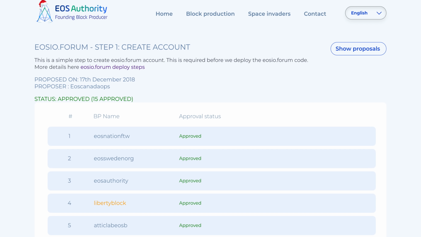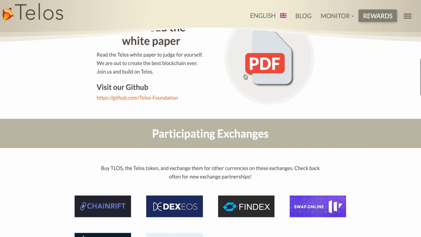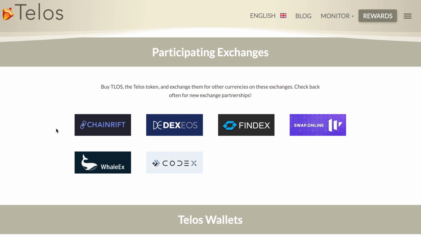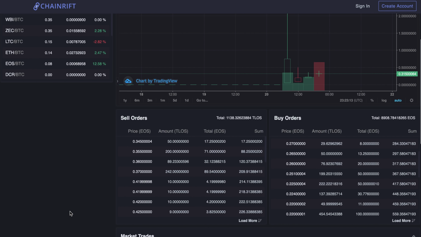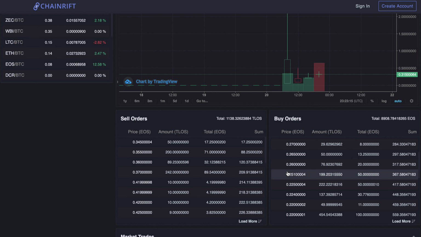The next news item I wanted to cover is, of course, that Telos is now listing on exchanges. Quite a few exchanges have shown support, and Chainrift is the first one to list. What you're seeing is a huge price, almost 0.3 EOS, which is 1/3 of the EOS token price. But the reason is that right now there is no supply at all. Only the block producers who are producing on Telos can sell, because the chain just got activated, and even if you unstake, it takes 3 days to unstake your tokens.